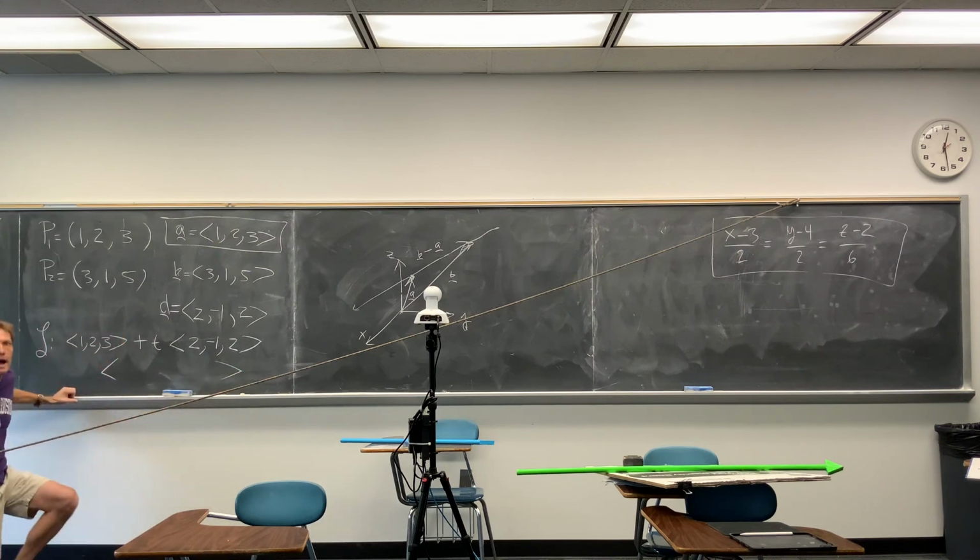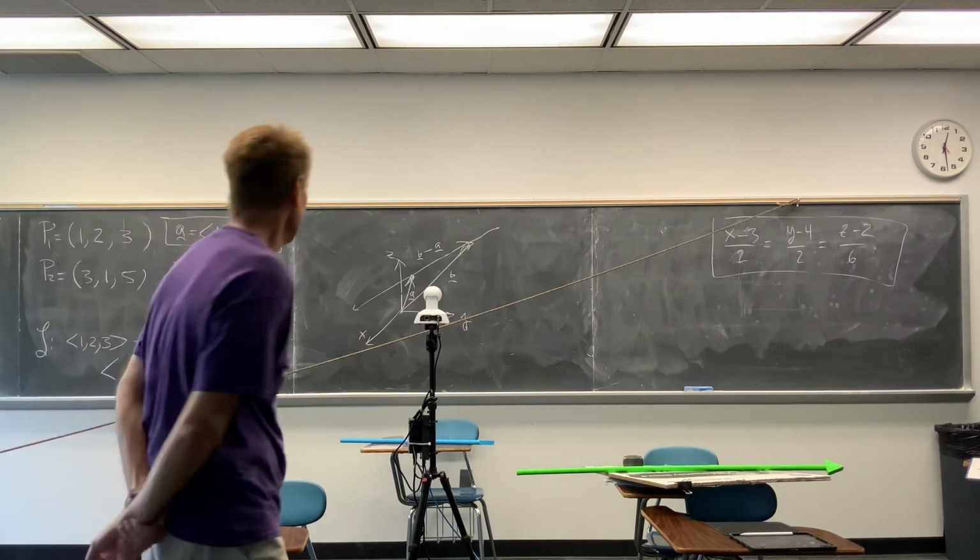Okay, now write it down as a single vector. Instead of writing it as A plus TD, write all of that as a single vector using your scalar multiplication and vector addition.